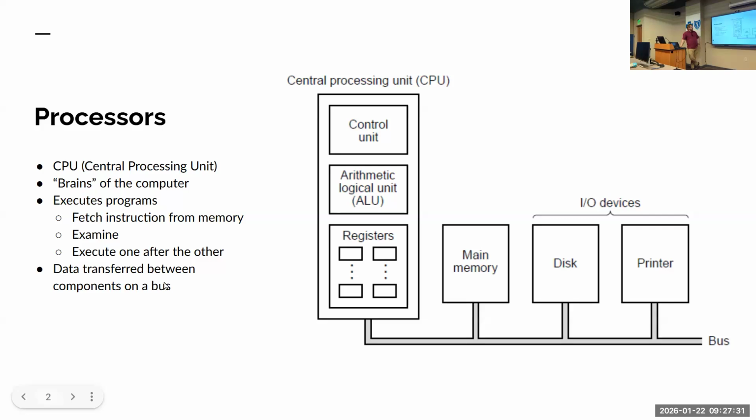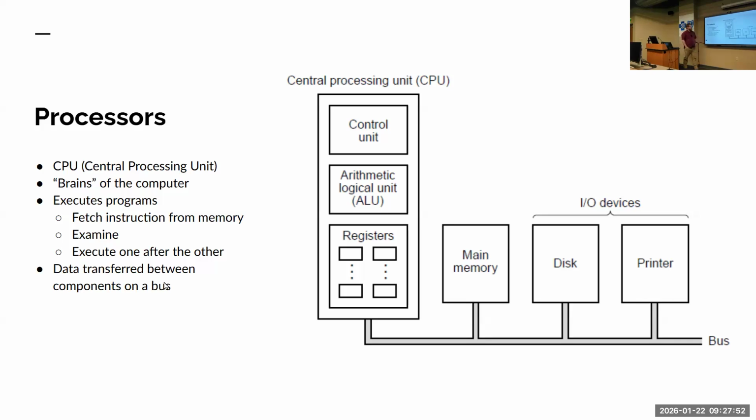So here is what a basic computer looks like. The CPU, the central processing unit, is the brains of the operation. It's what controls everything. It's kind of like the conductor at the symphony. It keeps everything in line. It executes the programs.